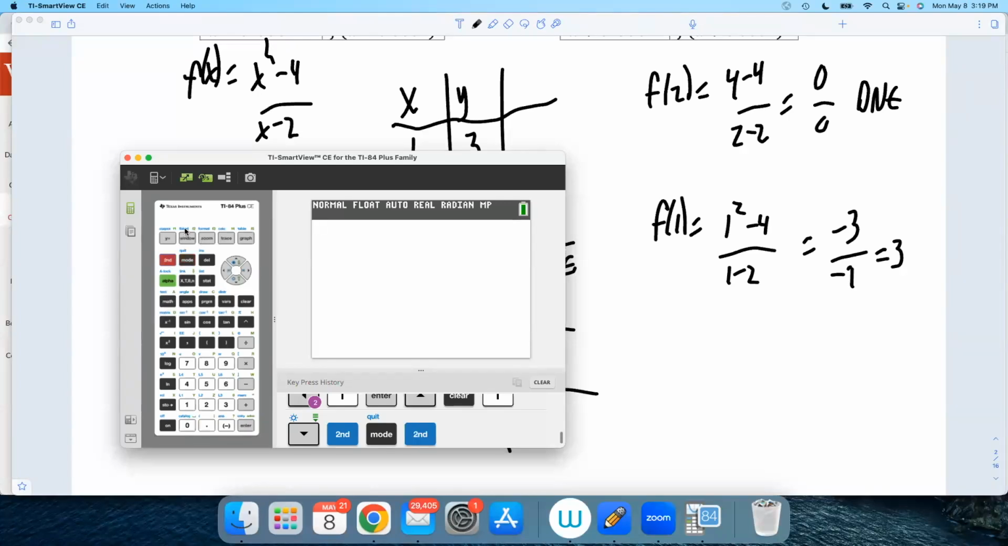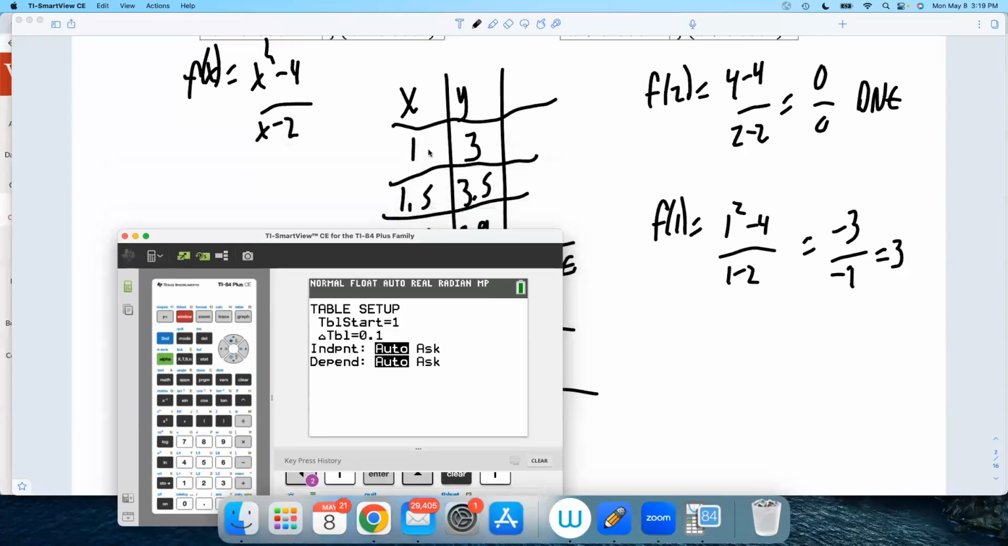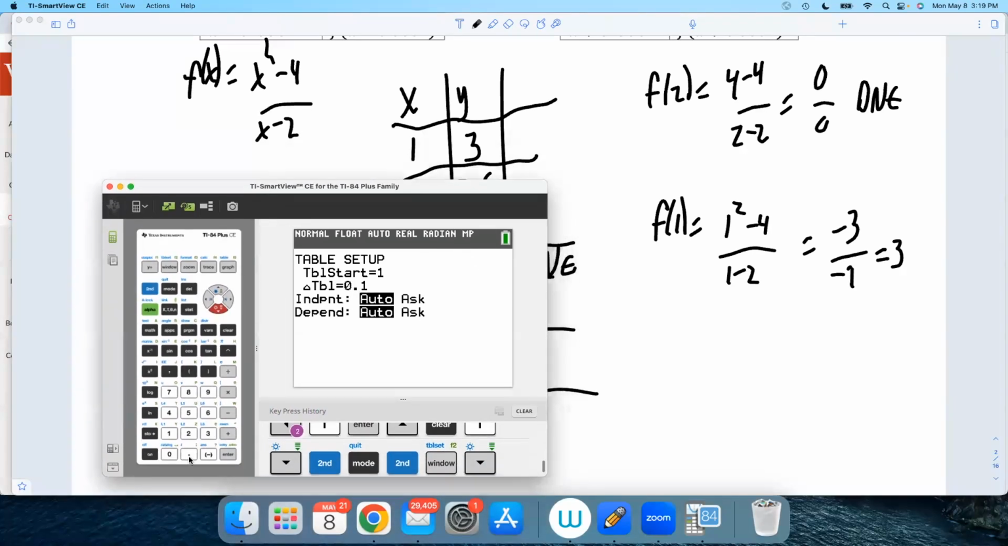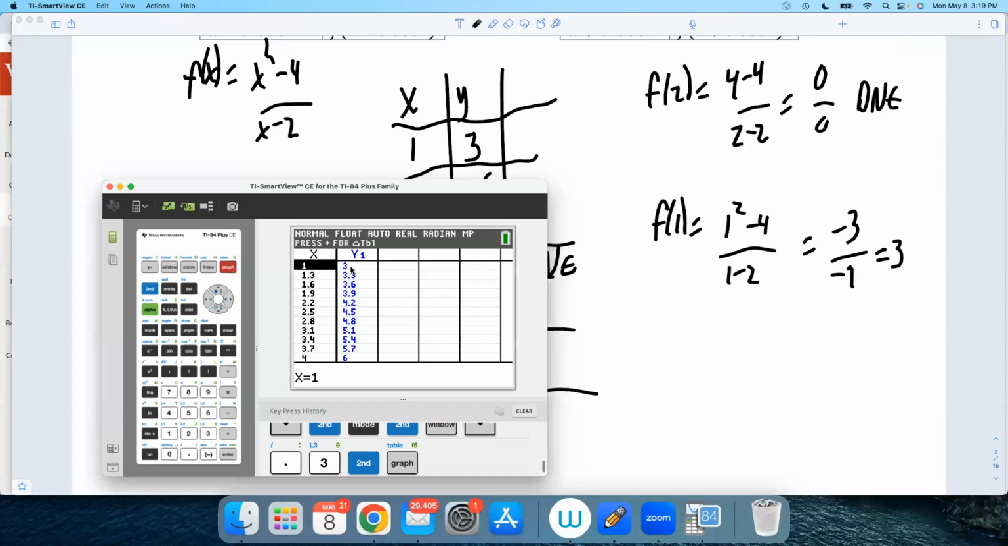So we go table set, second window. Tell it our initial X value we want and what we want our change in X to be, what our delta X is. So I don't know, maybe we'll go by 0.3s. We can make that as small as we want. Then I can go second table and it'll just automatically fill in this table for me. So these are all my X values. Here are all my Y values.